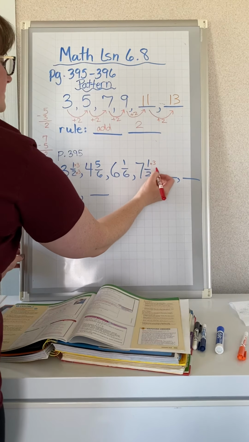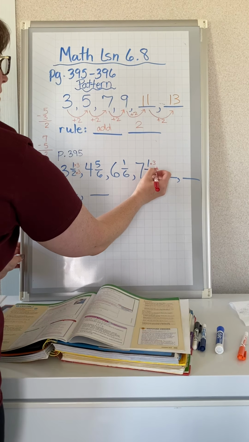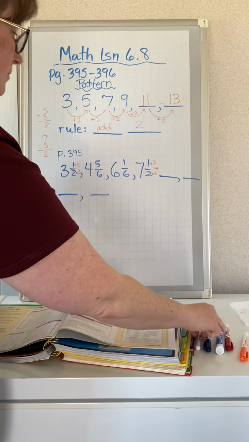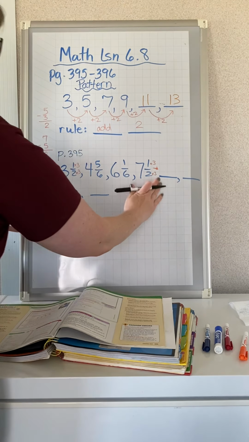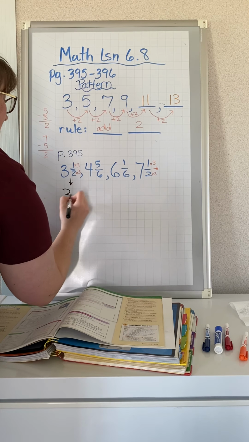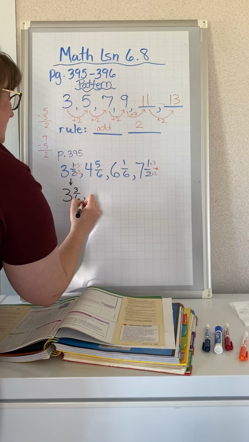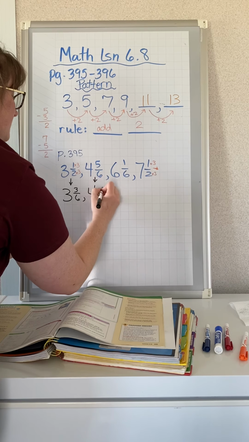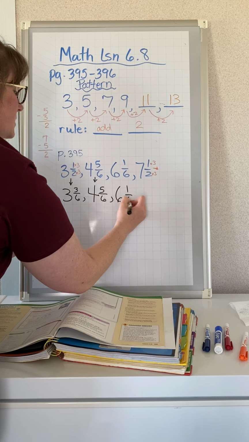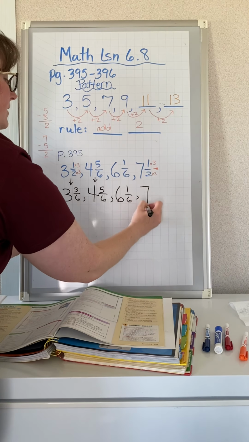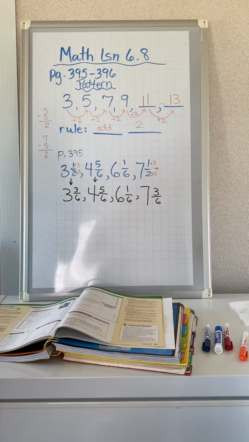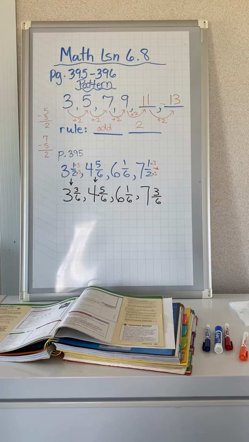Okay, so you have to start with this one first. So I'm gonna do black. So the first one, actually, I'm gonna rewrite them underneath so it's easier to see. So this now turns into 3 and 3/6. This I can keep what it is, 4 and 5/6. This is 6 and 1/6. And then this turns into 7 and 3/6.